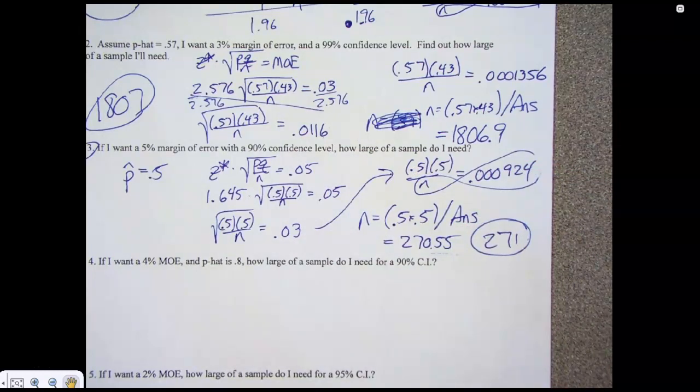Raise your hand if you got 1807. So if you're good, go ahead and do 4 and 5. If you're not good, let me know so I can help you.